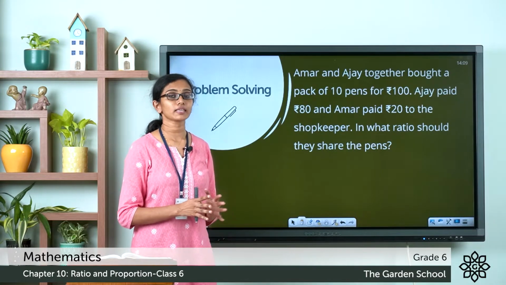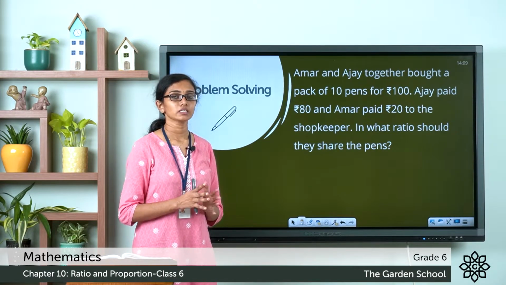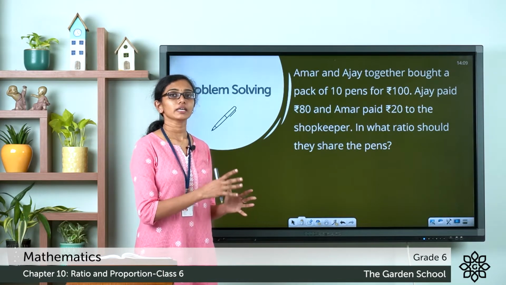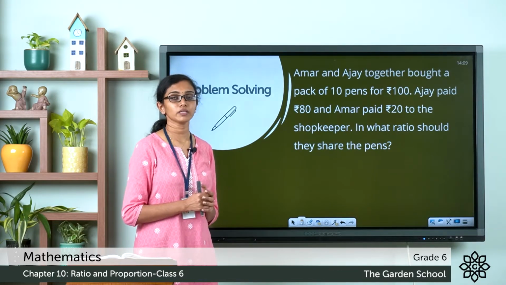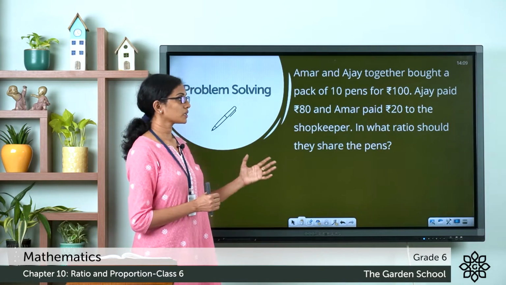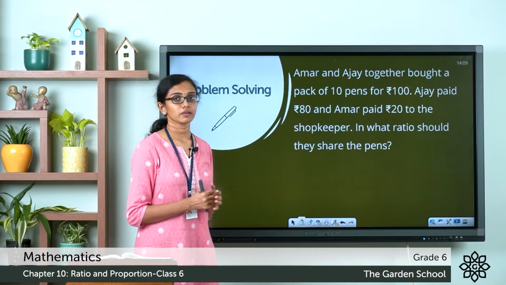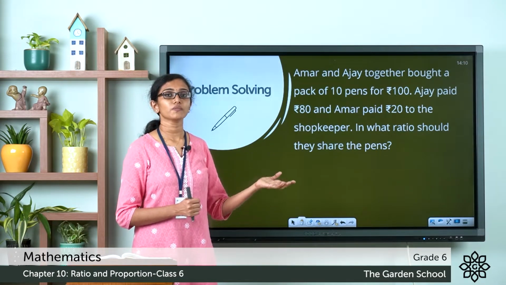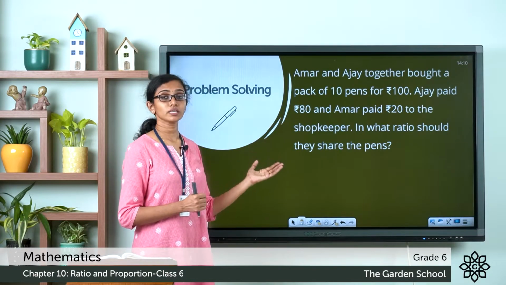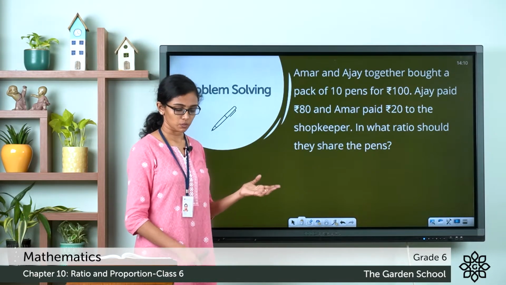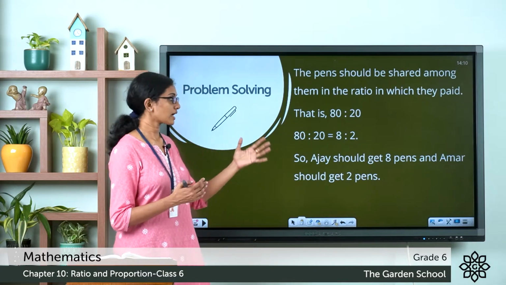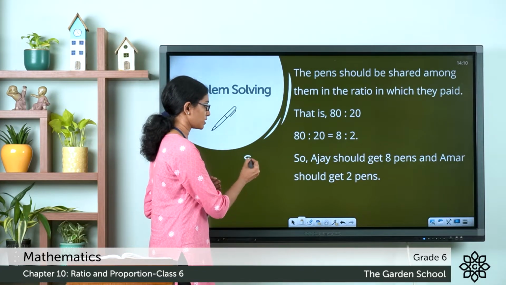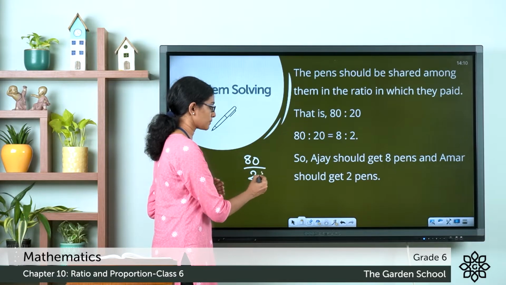Now how can we share the pens among the two boys? See, they have to be given the number of pens based on their payment, or proportional to their payment to the shopkeeper. So what if we write the ratio of their payments? What is the ratio of the amount Ajay paid to the amount Amar paid? It will be equal to 80:20. Now if you write the corresponding fraction of 80:20, you will get it as 80/20.